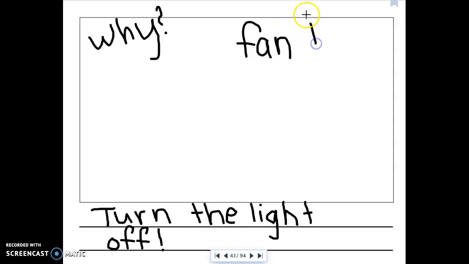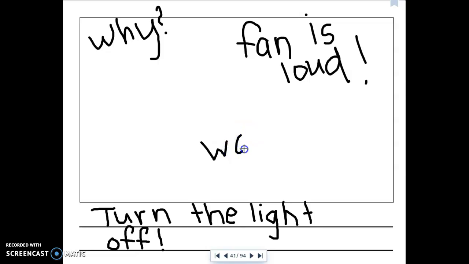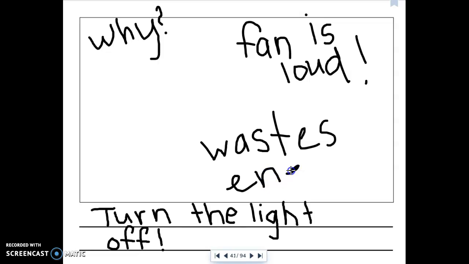The fan is loud, very loud, and nobody likes to hear that, okay? Another problem is it wastes a lot of energy. Waste energy. So those are the whys. Why should people turn the light off? Because the fan is loud and it wastes energy.